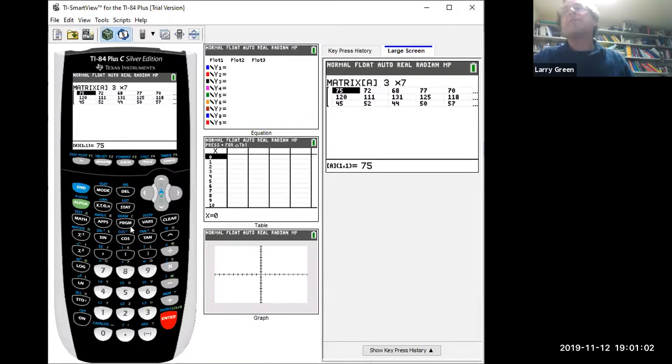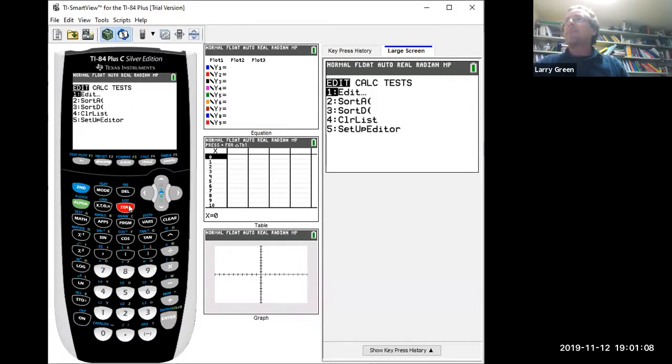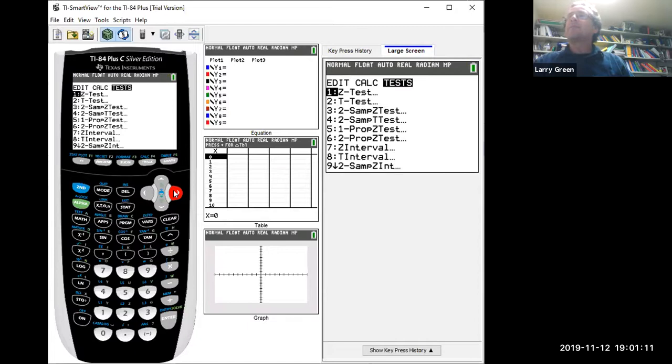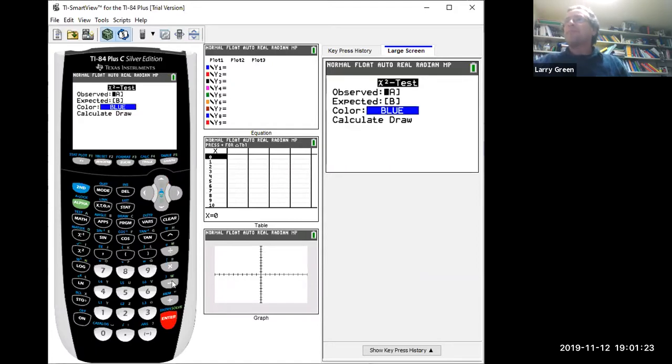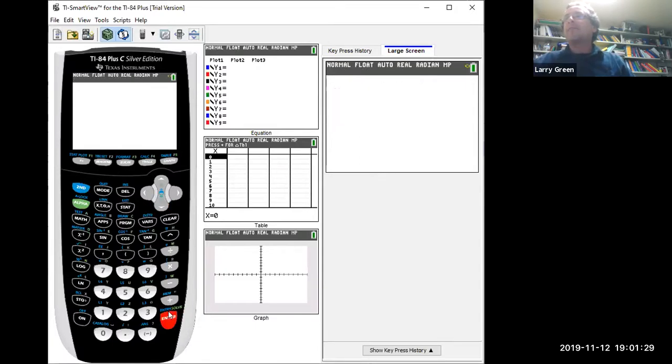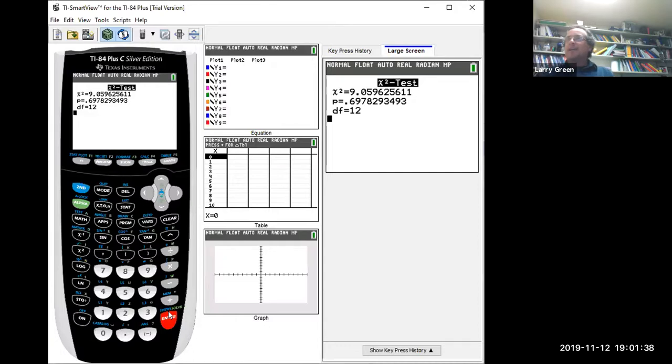Okay, so now I'm going to do just like I did before with homogeneity, even though it's independence. I'm going to go to stat. I'm going to go over to tests. And I'm going to scroll up again to chi-square test. Not GOF, it's chi-square test. I'm going to enter. Observed as A is fine. Expected as B is fine. And I go to calculate. Okay, so we have a chi-squared of 9.059. That's our test statistic. And then we have P equals 0.6978 about.